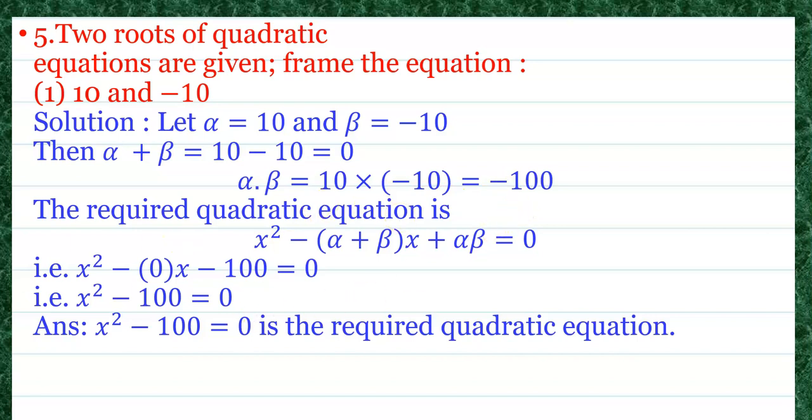मग quadratic equation काय असतं स्टँडर्ड फॉर्म? रूट्स माहिती असतील तर x square minus in bracket alpha plus beta bracket complete into x plus alpha into beta, that's equals to 0. And therefore x square minus 0 into x minus 100 is equals to 0. 0 into x, that will be the 0, and that is x square minus 100 is equals to 0. And therefore the answer x square minus 100 is equals to 0 is the required quadratic equation. Okay, now the next question.